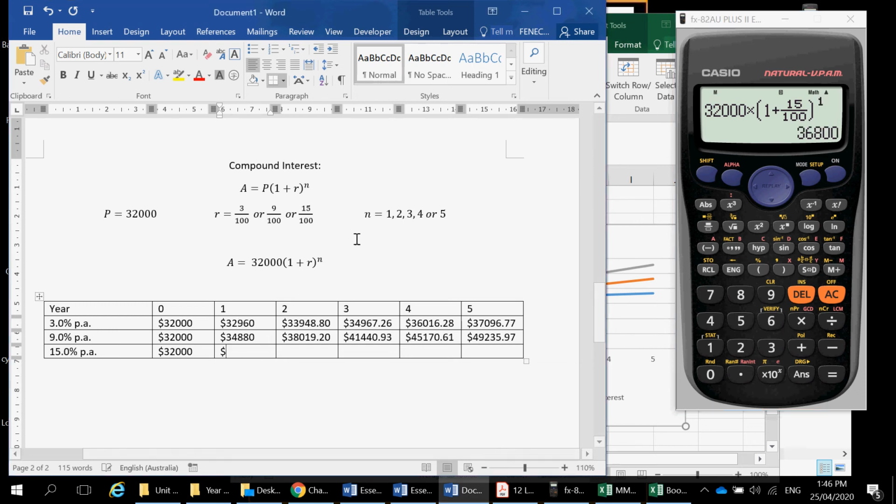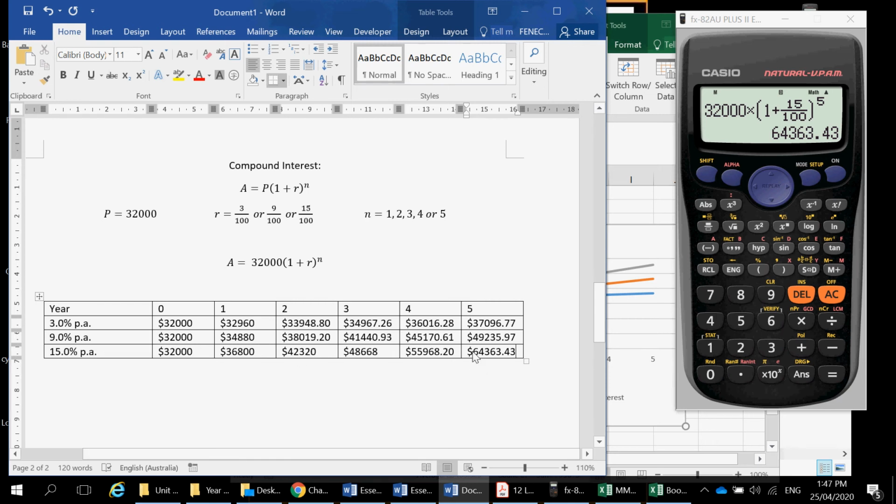After 1 year, 36,800, as I remember we had for the simple interest after 1 year. Change it to 2 years, 42,320. 3 years, 48,668. 4 years, 55,968.20. 5 years, 64,363.43. You can see the sheer power of compound interest here.